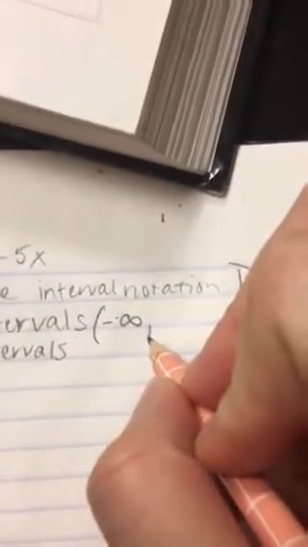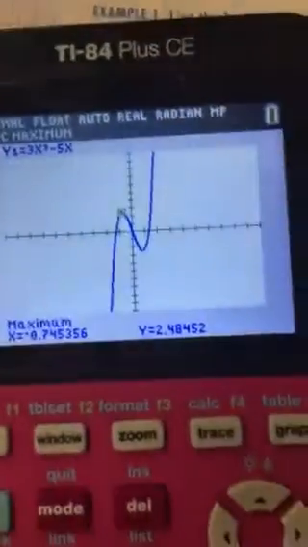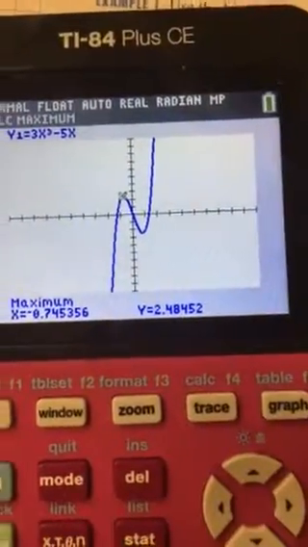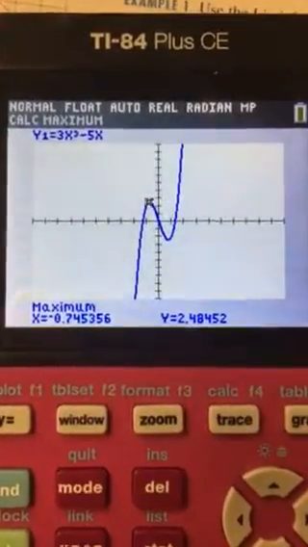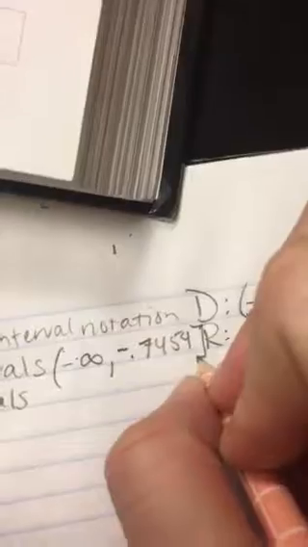So in the interval from negative infinity to, let's see, what was that y value? Negative 0.7453 is where the y values start to decrease. So negative 0.745, and then let's say 4 because it was 536 after that.